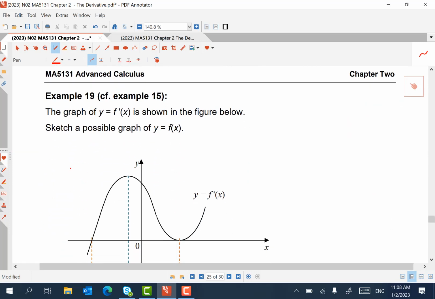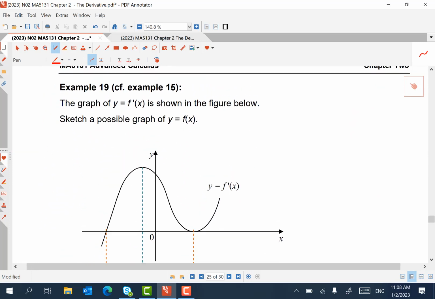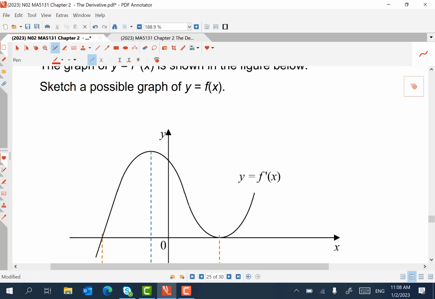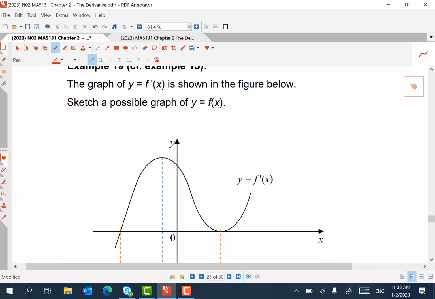Shall we try drawing this? While the rest of you try, let's invite the next person on my list, Jairo. Could you march forward? Can the rest of you please try? You are given the f prime. You want to draw the graph of f(x).